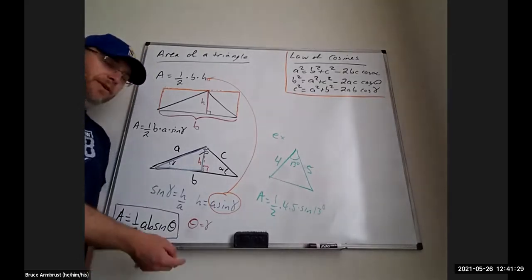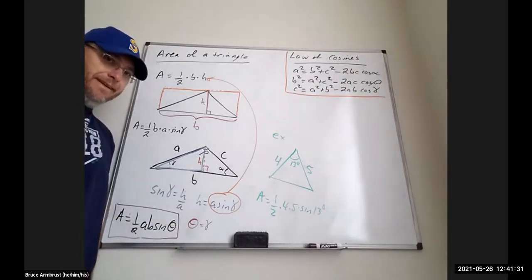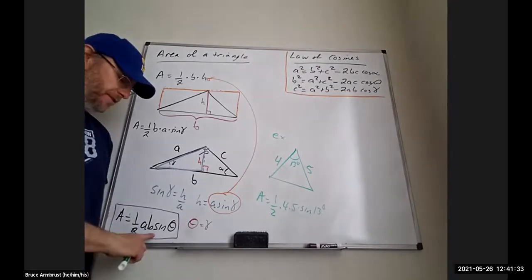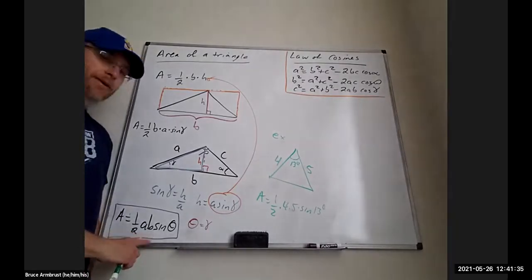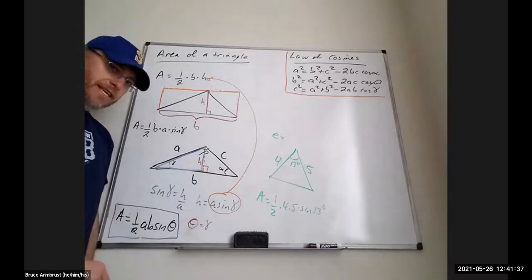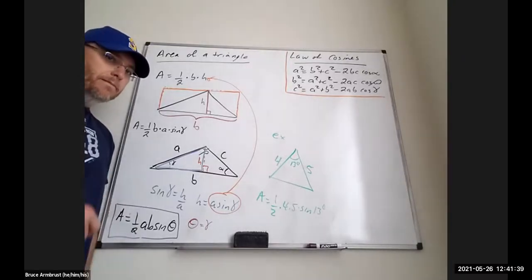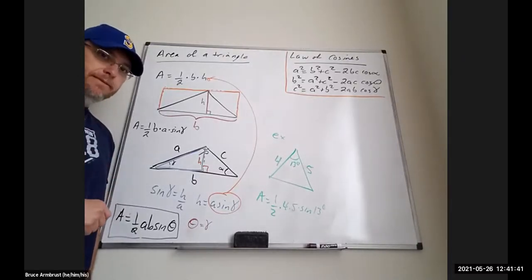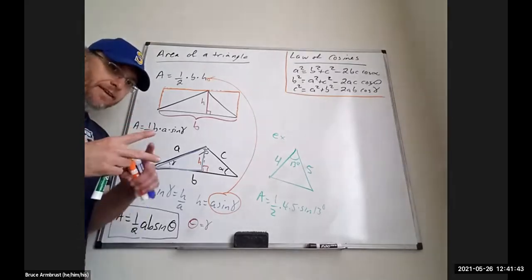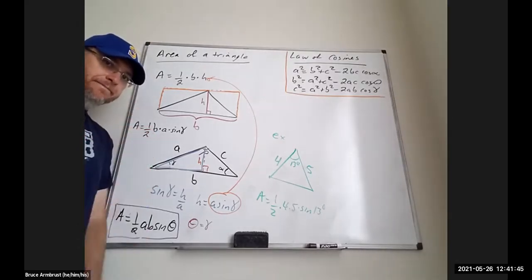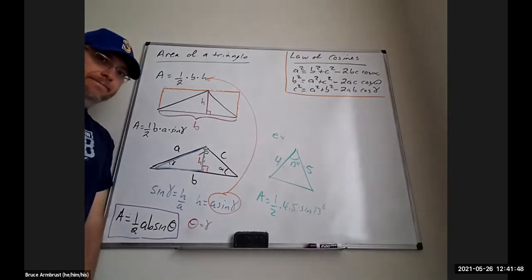You'll just see it always written as 1/2 AB sine theta. That's why I wanted you to see it this way, because I'm always going to say it that way, and that's all you'll ever see going forward. But don't get hung up on the names. It's two sides and the angle in between them. That's it.